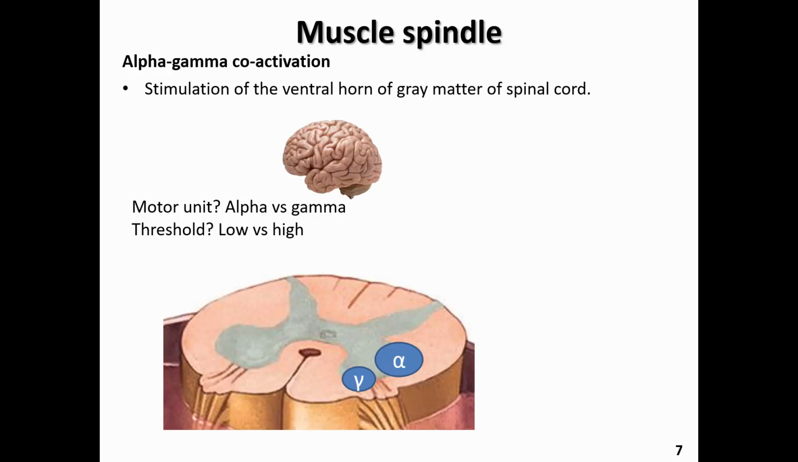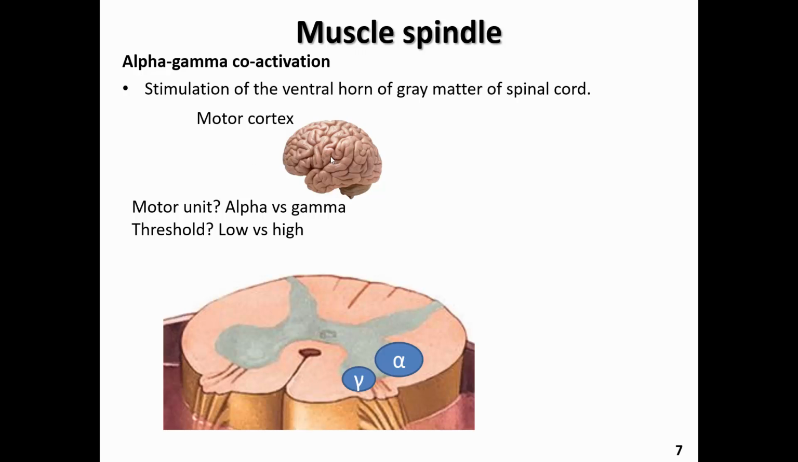Both types of motor neurons are also described through their threshold. So a threshold refers to that point at which an action potential is generated along that motor neuron. So a low threshold motor neuron is one that does not require a large magnitude input to discharge versus a high threshold motor neuron, which requires a greater bioelectrical input to discharge that motor neuron.